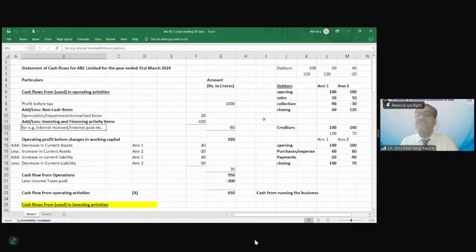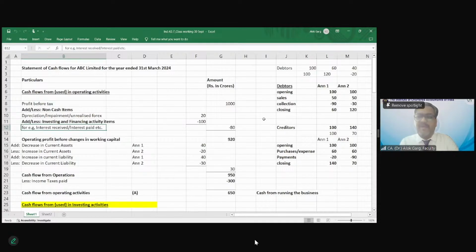Okay. So interest received, this is an investing activity. So you have to minus interest received. Okay. Because this has been credited to your P&L. Now you have to remove this interest received. Why? Because this item will go to cash flow from investing activity.